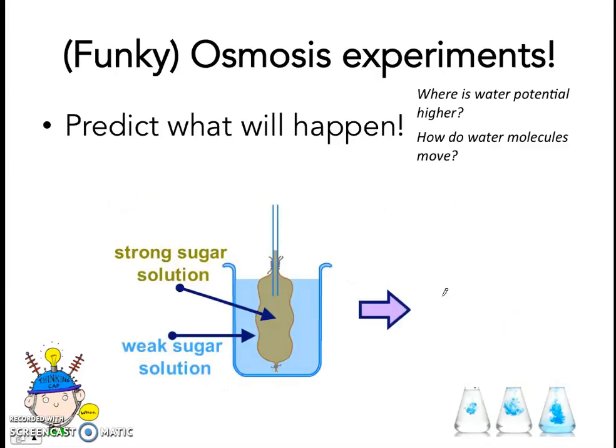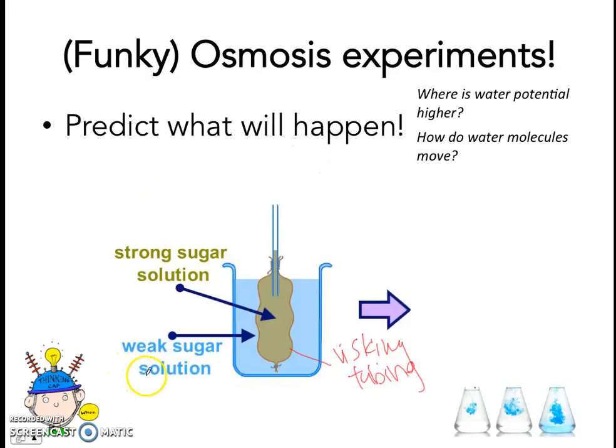So a very similar question which you might have encountered in Sec 2 already. So look at this here. There is a Visking tubing. So this is the Visking tubing, and it is not permeable to sugar. So inside we've got the strong sugar solution, and outside we've got the weak sugar solution. So have a pause and think about what will happen.